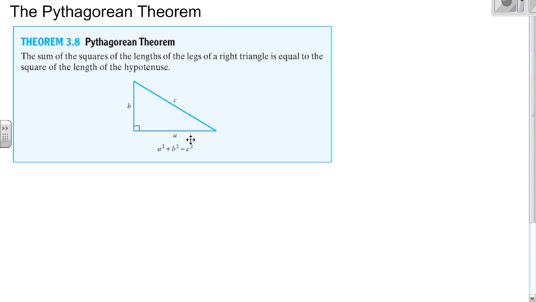The Pythagorean theorem is one of the most well-known theorems in math. It states that the sum of the squares of the lengths of the legs of a right triangle is equal to the square of the length of the hypotenuse. More commonly, it's just referred to as a squared plus b squared equals c squared, where a and b are the legs of the right triangle, and c is the hypotenuse of the right triangle.